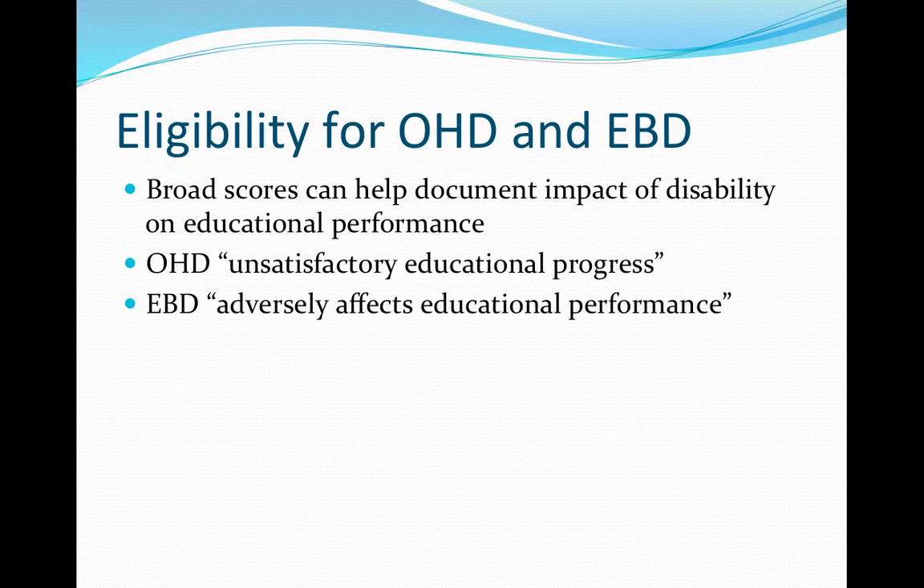As mentioned in the presentation on test selection, initial evaluations for OHD and EBD require an individually administered test of achievement. Here we will likely want to administer fewer subtests. Looking at these scores, we can help determine if the student's inability to complete tasks in a timely fashion has led to unsatisfactory educational progress for OHD criteria. We can document whether the student's emotional or behavioral responses are adversely affecting the student's educational performance. There is no score cutoff for these areas, but rather we combine the test scores with classroom data to show below average skills or below average grades in the classroom.